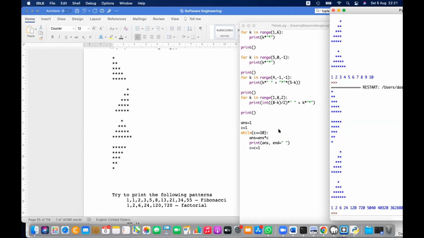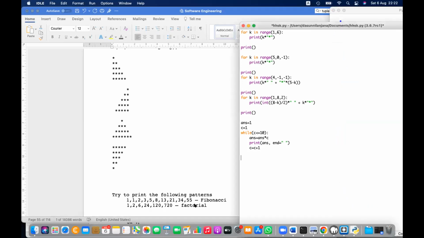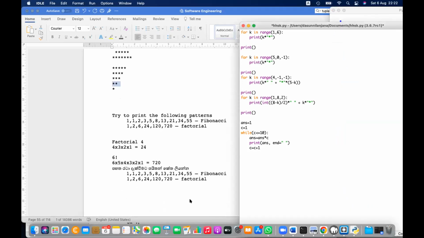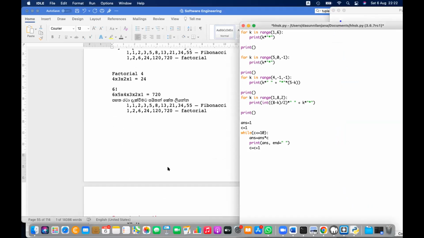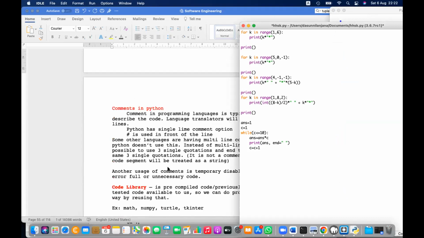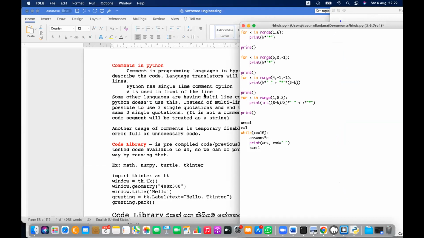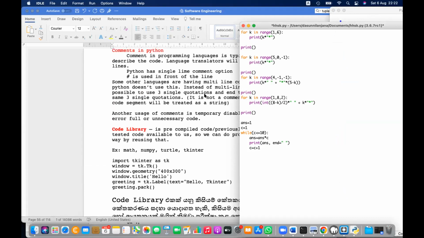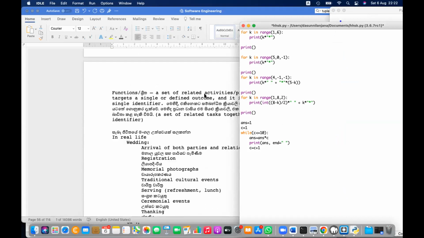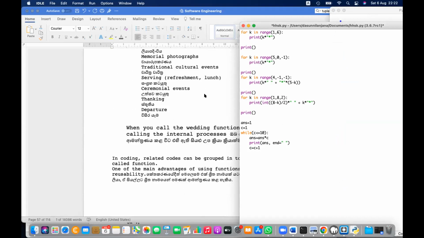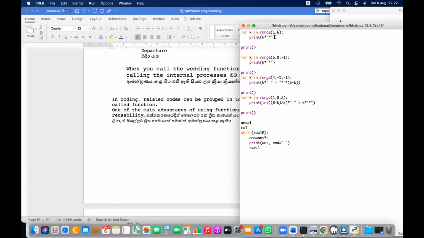But we have done a considerable amount of work here by this time. So this is a factorial and the Fibonacci. So you just need to understand the Fibonacci. Then next day we'll be discussing code libraries and also comments, and how we can use the code libraries, and then the function. Like we are stepping one by one.